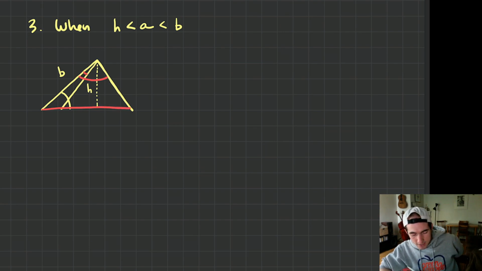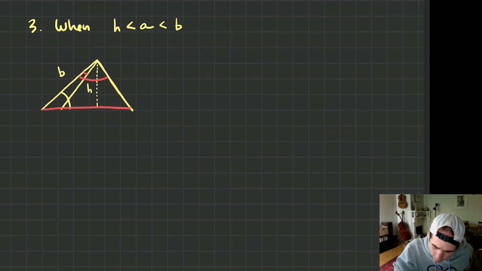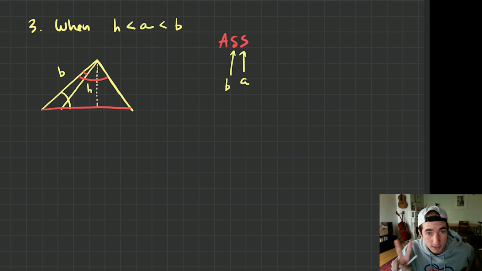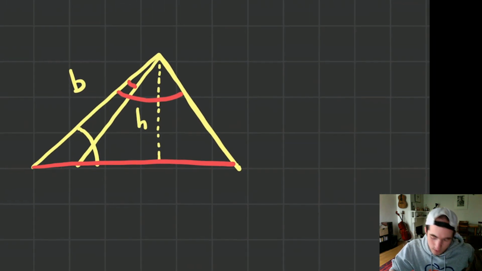So if I gave you an SSA triangle where this side here, I guess it would be in this case this side, that's our side A. If the side A is less than B, so here's our side B. If it's less than B, but also greater than H, then there's two possibilities. There's two triangles that you can get out of that. Okay, so that's why we call it the ambiguous case.